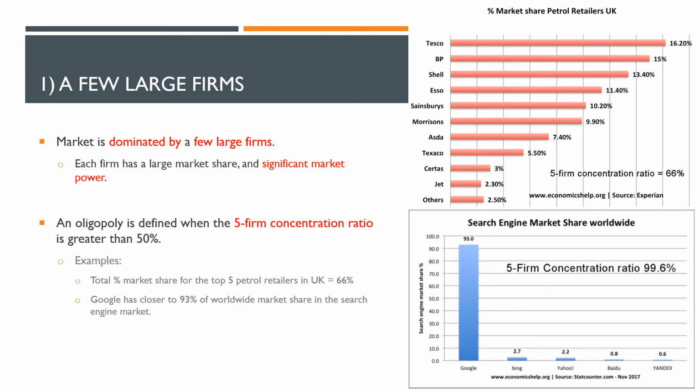Oligopoly market is dominated by a few large firms. Therefore, each firm has a large market share and significant power to influence market price. An oligopoly is defined when the 5-firm concentration ratio is greater than 50%. For instance, the petrol retailers in the UK are in the oligopoly market because the 5-firm concentration ratio is equal to 66%. Similarly, the search engine market is also categorized as oligopoly because Google has close to 93% of worldwide market share in the search engine market.